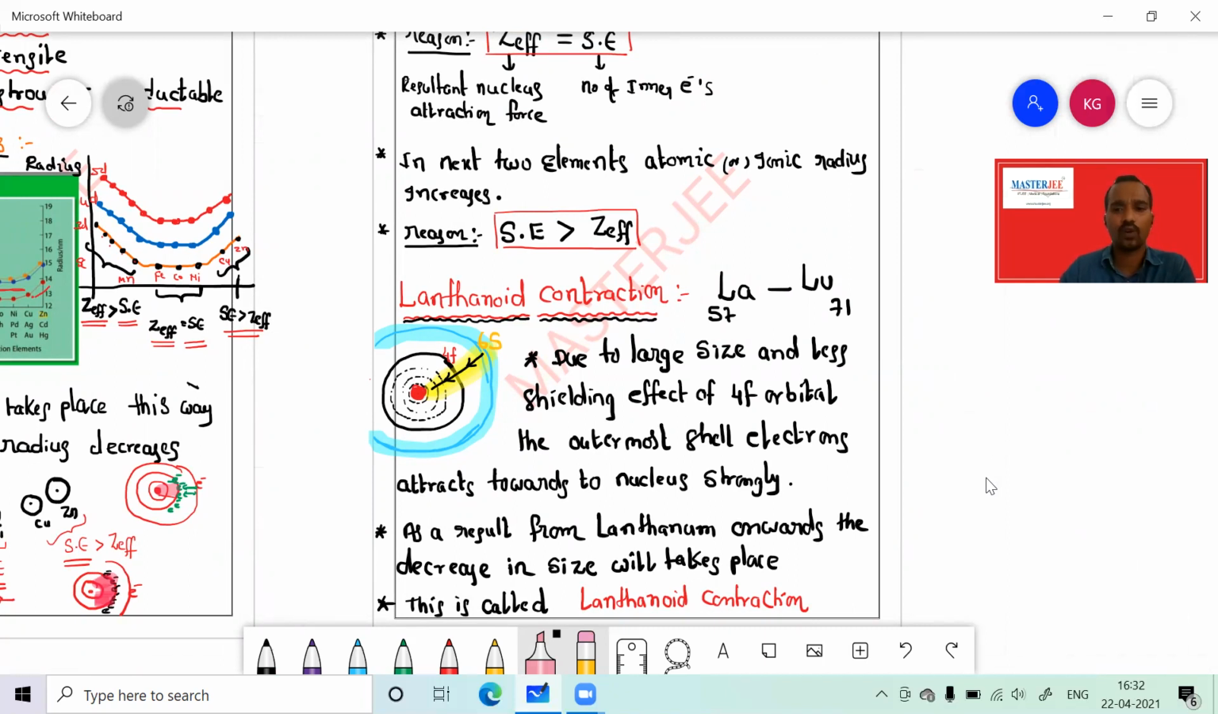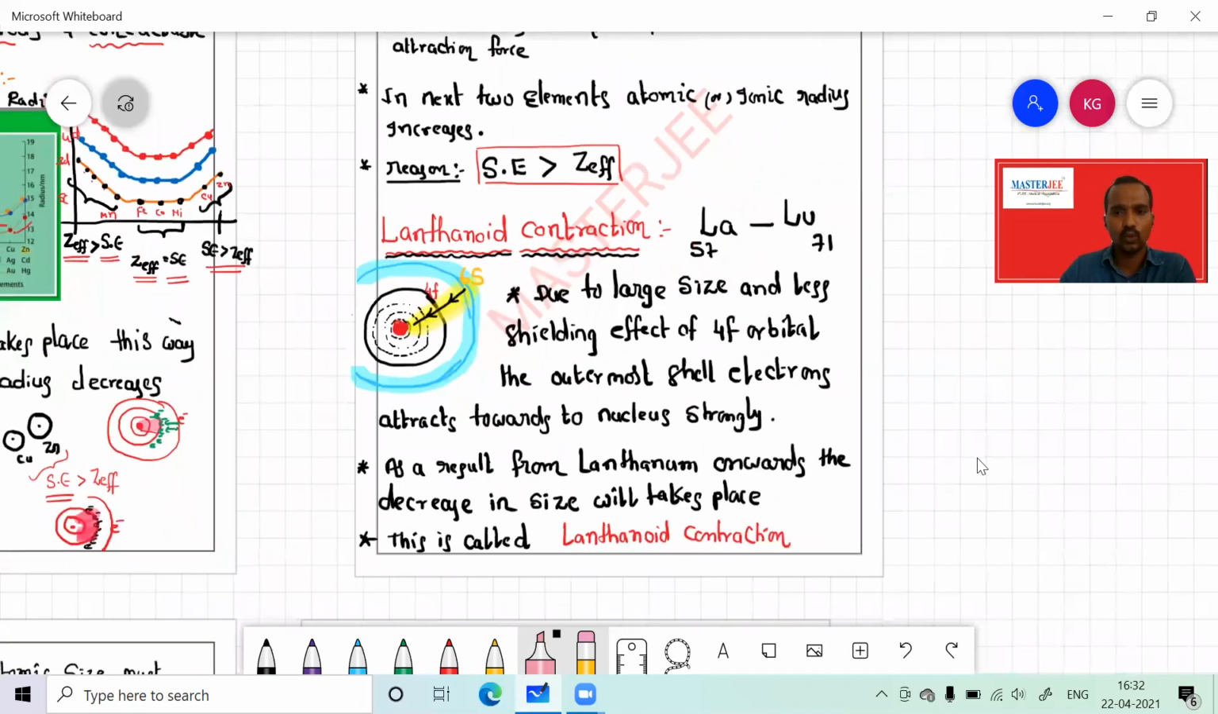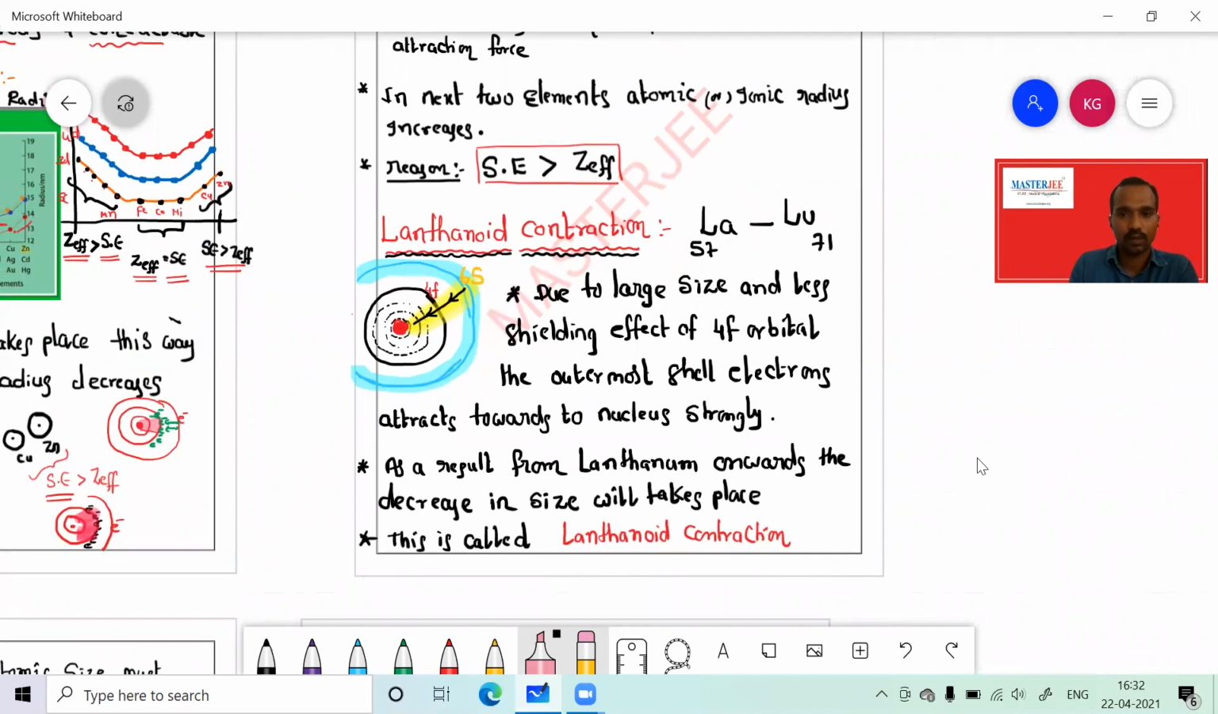What is meant by lanthanoid contraction? From lanthanum to lutetium, due to the large size and less shielding effect of the 4f orbital, the outermost shell electrons are attracted towards the nucleus strongly. As a result, from lanthanum onwards, the decrease in the size takes place. This is called lanthanoid contraction.